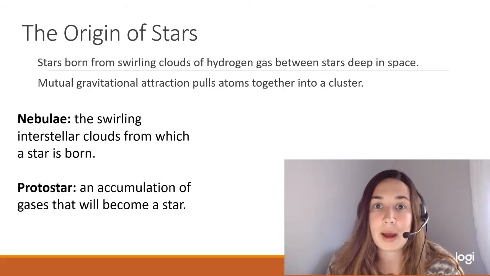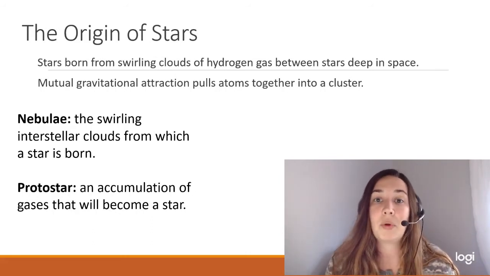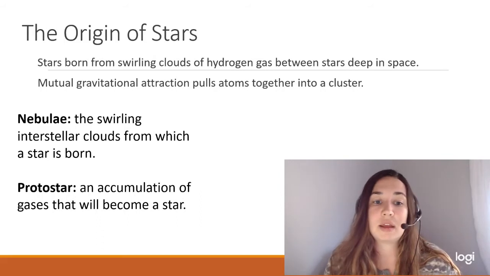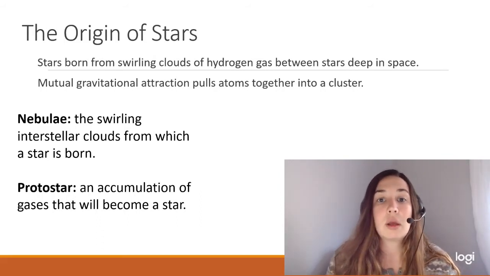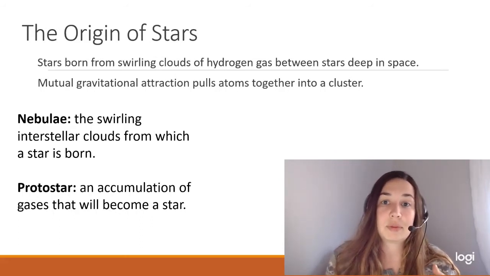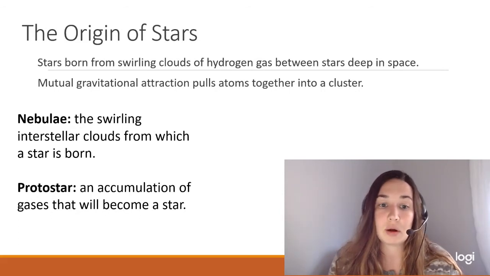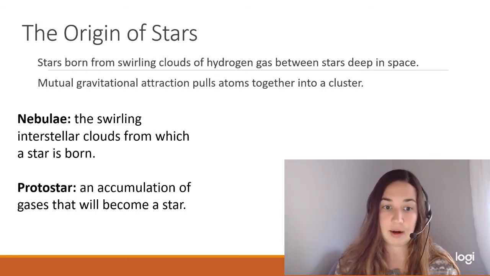And we'll talk more about atoms, protons, neutrons, and electrons when we talk about the origin of the universe and the Big Bang. So we have this attraction pulling all of these atoms together in a cluster, and then they're going to form some nebulae. So a nebula is the swirling interstellar clouds from which a star is born. So it's the swirling gases and clouds that are happening between stars from which these stars are being created here.